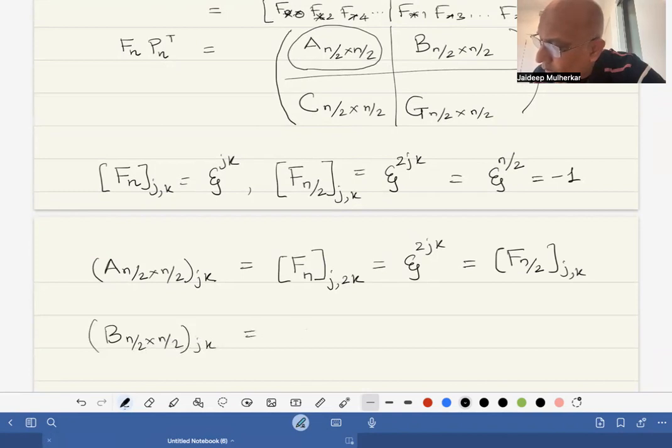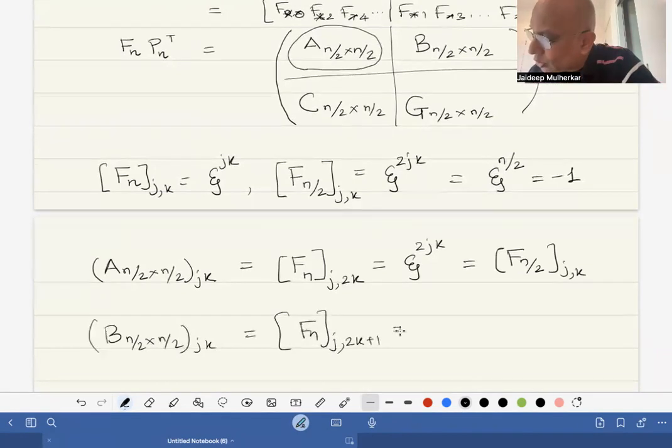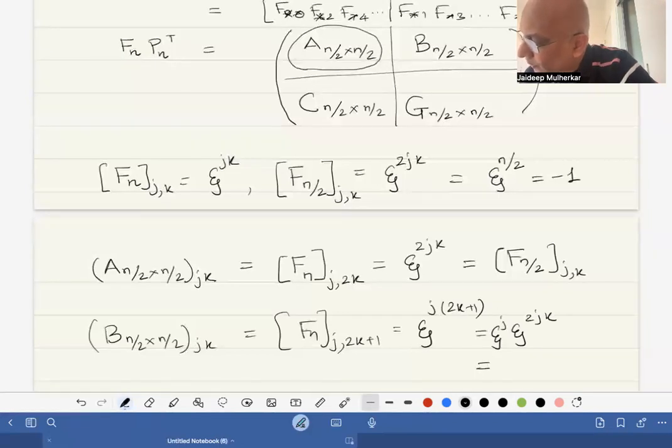jk, this will be Fn of j comma 2k plus 1, because these are the odd columns. So this will be eta to the j times 2k plus 1, which will be equal to eta to the 2jk, but there will also be eta to the j in front. So this is going to be eta to the j Fn over 2 jk.